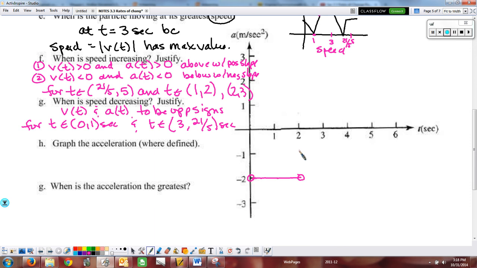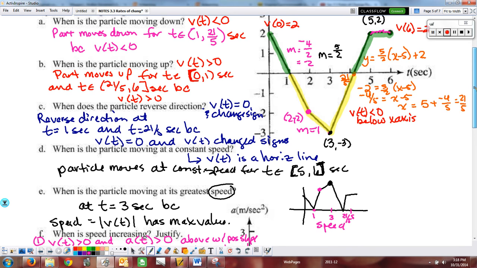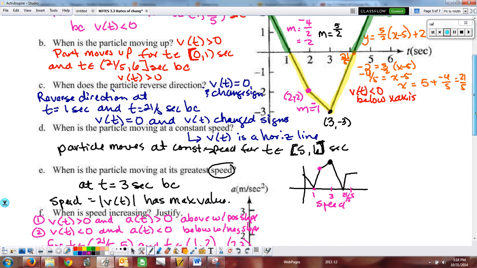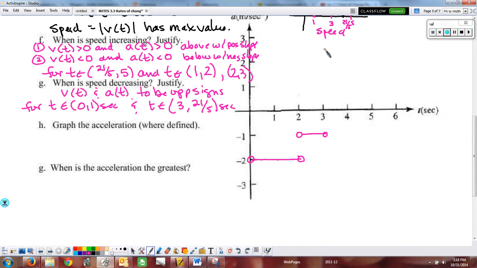Then I have a slope of negative 1 until I get to 3 seconds. Right. Oops, I should say negative 1 there. Then I have a slope of 2.5. So 2.5 all the way until I get to 5, and then from 5 to 6 I'm constant, so I have a slope of 0. And the slope of the velocity curve is my acceleration. Right? And when is acceleration the greatest? Acceleration is the greatest for t on the interval from 3 to 5.